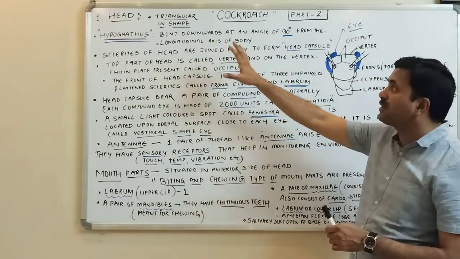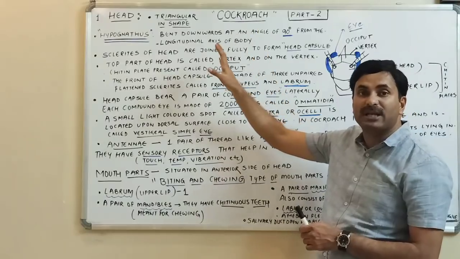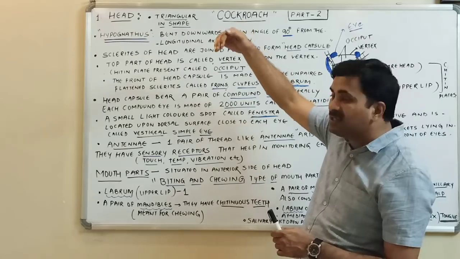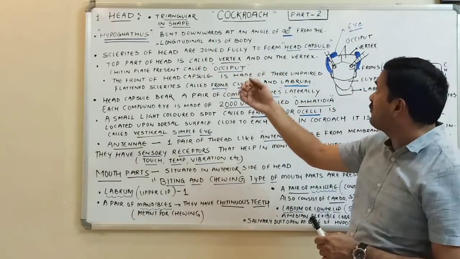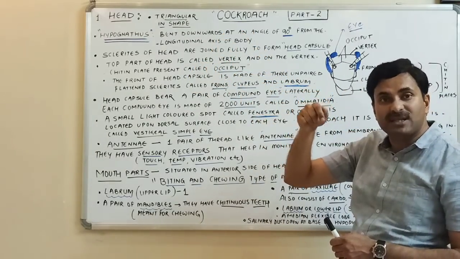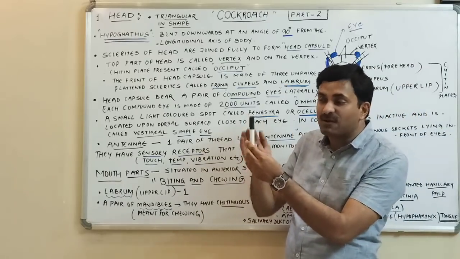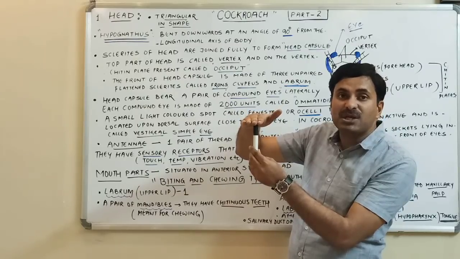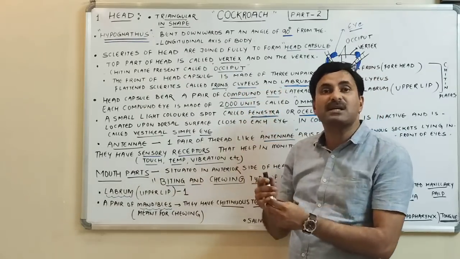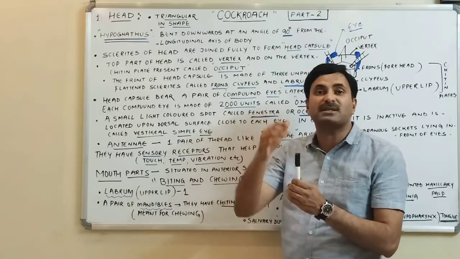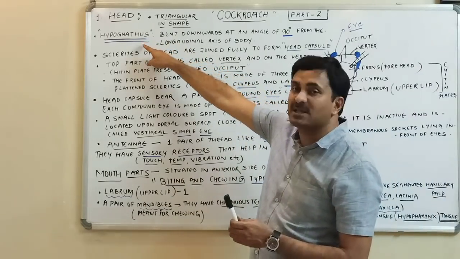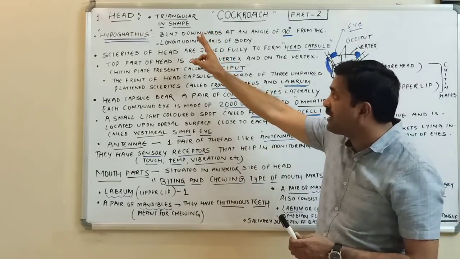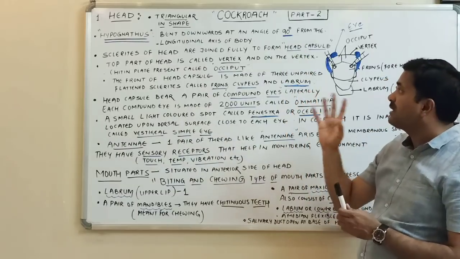Now, we must know that the head of the cockroach is triangular in shape, and not only is it triangular, it is bent downwards at an angle of 90 degrees from the longitudinal axis of the body. Such a head, which is bent downwards at an angle of 90 degrees to the longitudinal axis of the body, is called the hypognathous head. So two things you have to remember in the beginning: the head is triangular and also it is hypognathous.